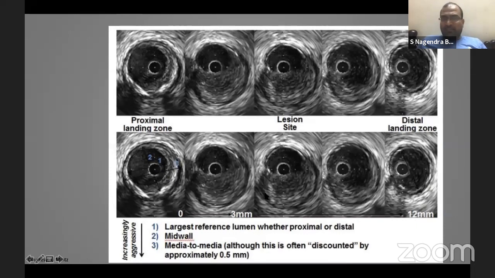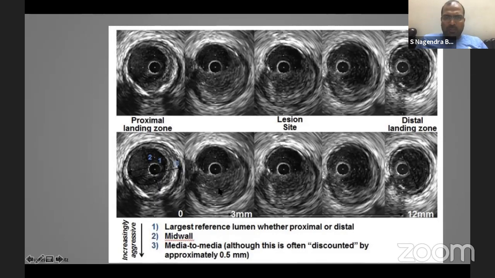So this is the thing we have already discussed. This is the proximal landing zone. This is the distal landing zone. The plaque burden is still there, but let's presume it's going to be less than 40%. This is the distal landing zone. This is the disease zone. If this is not good, I will go with the disease zone.